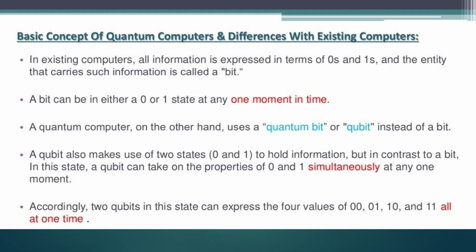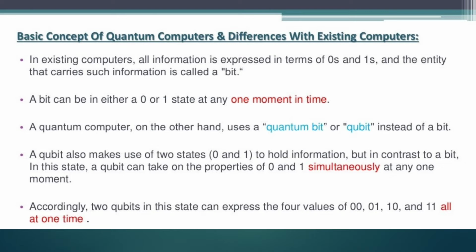The basic concept of quantum computers and differences with existing computers. In existing computers, all information is expressed in terms of zeros and ones, and the entity that carries such information is called a bit. A bit can be in either a 0 or 1 state at any moment in time. A quantum computer, on the other hand, uses a quantum bit or qubit instead of a bit.